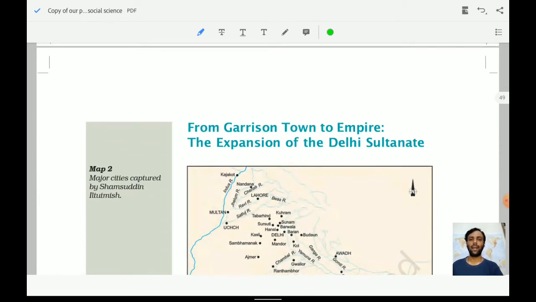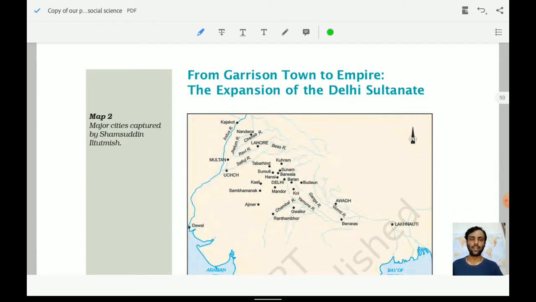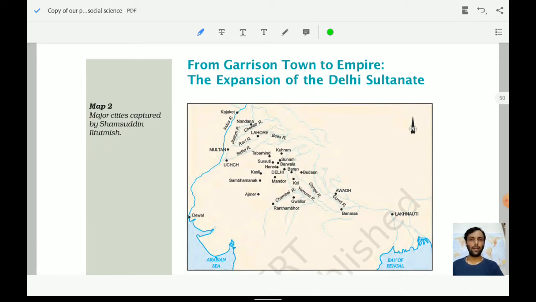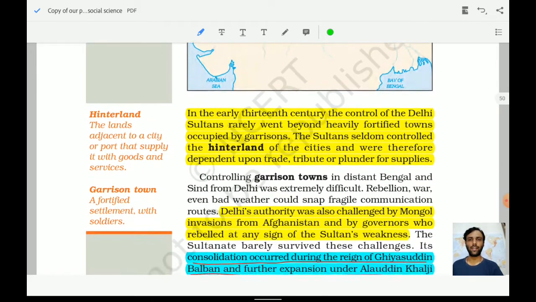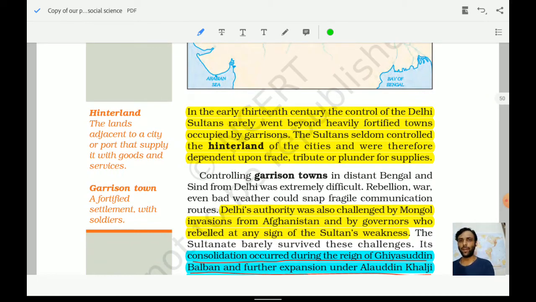So let us move ahead and understand the other aspects and characteristics of the Delhi Sultanate, from garrison to the empire. Let us understand the extension of that as well. On the left-hand side, if you pay attention, it has provided the basic definition of hinterland and garrison. So you can read what is hinterland: the land adjacent to a city or a port that supplied it with goods and services is called hinterland, right? Whereas a garrison is a fortified settlement with soldiers.